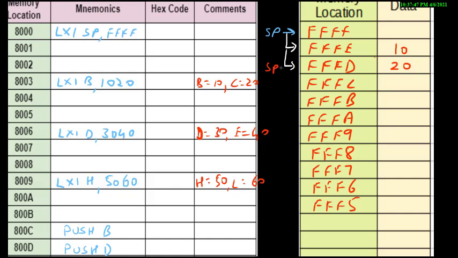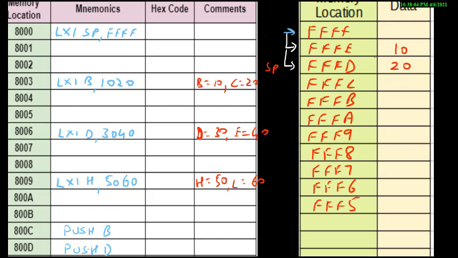So the stack pointer is at this point now. The new location is this one. This is where we have the stack pointer. I'll just move the stack pointer here. This is the new location of the stack pointer.